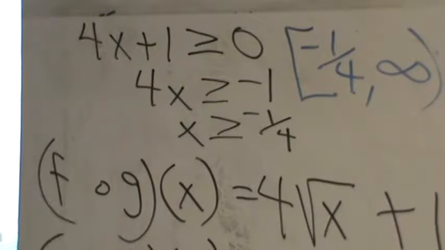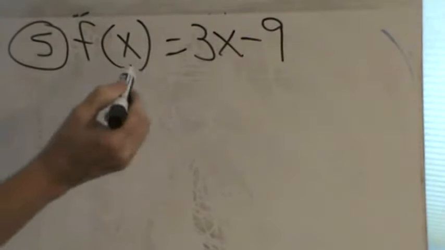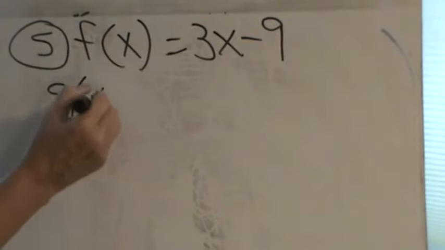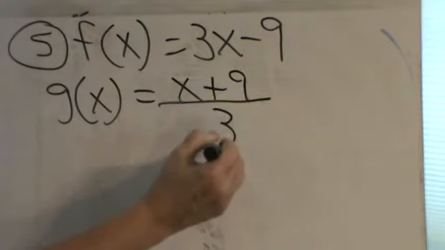I'm looking at my handout to see what number 4 was very much like that. I'm looking at number 5. I think we need to take a look at number 5. F of x is 3x minus 9. G of x is x plus 9 divided by 3.